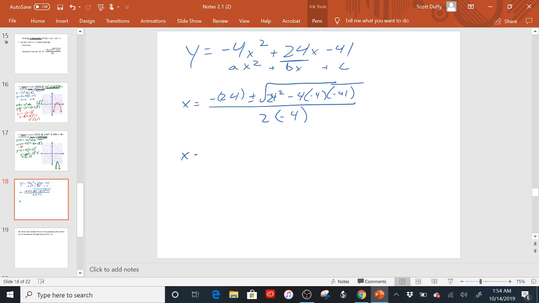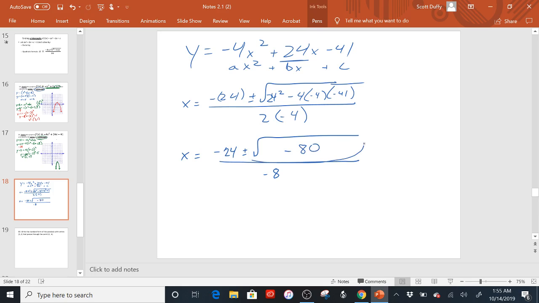Now we're going to simplify. We got negative 24 out in front, plus or minus big square root. On the bottom, 2 times negative 4 is negative 8. On the inside, I'm going to say 24, I need to square that, and then I need to subtract 4, multiply that by negative 4, and then multiply that by negative 41. That gives me negative 80 simplified.